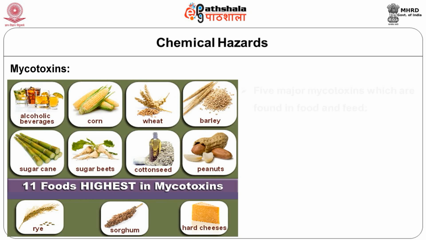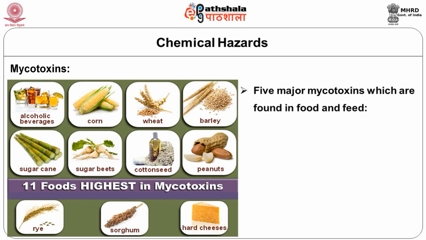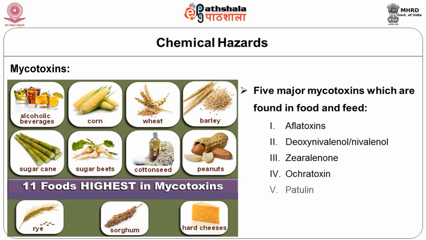Field fungi present on the field food crops and storage fungi produce toxins under favorable conditions. The toxins are produced under the favorable conditions of storage or even in the field itself. Each toxin has different health effects in humans, and among them there are 5 major mycotoxins which are often found in food and feed. So, they are all our concern: aflatoxins, deoxynivalenol or nivalenol, zearalenone, ochratoxin and patulin.